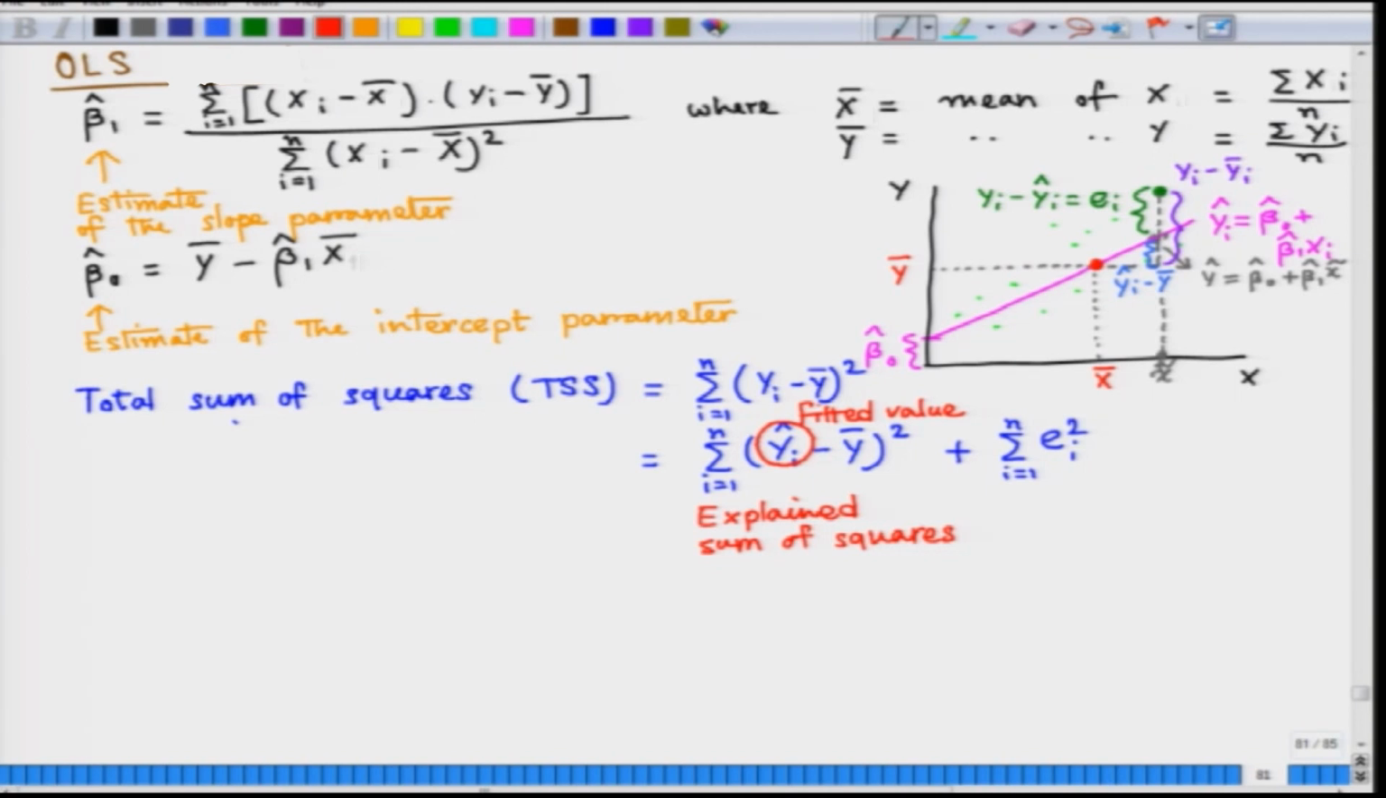The other component is known as the residual sum of squares. Okay, fine. We will continue with this discussion on linear regression analysis in the next lecture.